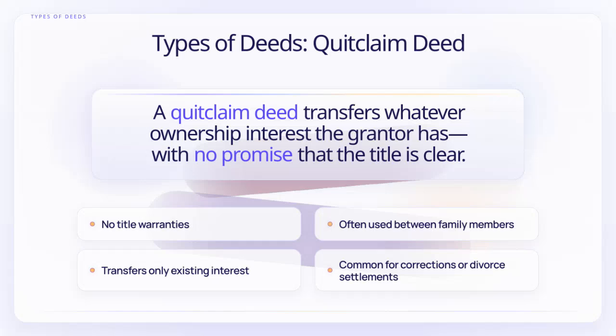Now, let's talk about one specific type of deed called a quitclaim deed. A quitclaim deed transfers whatever ownership interest a grantor currently has in property.